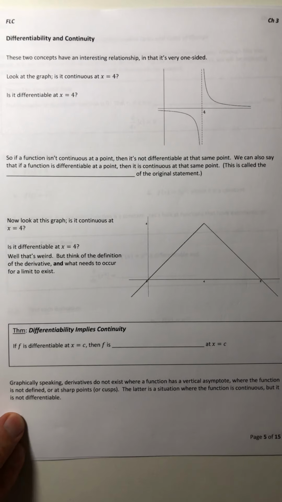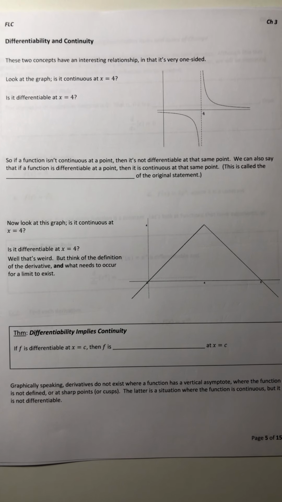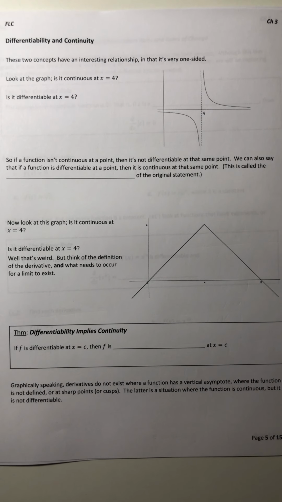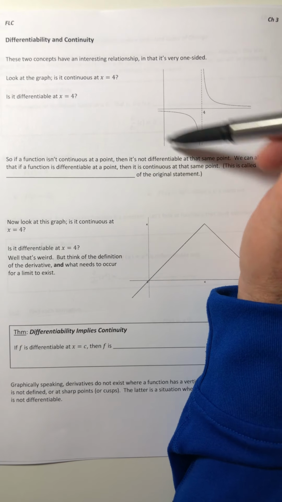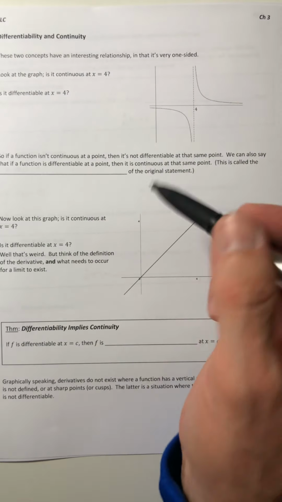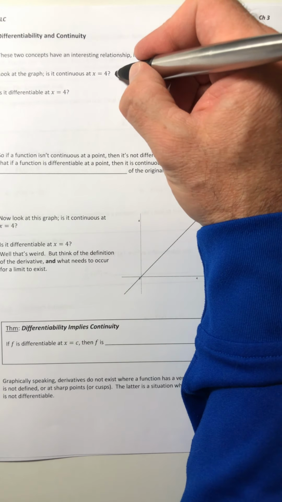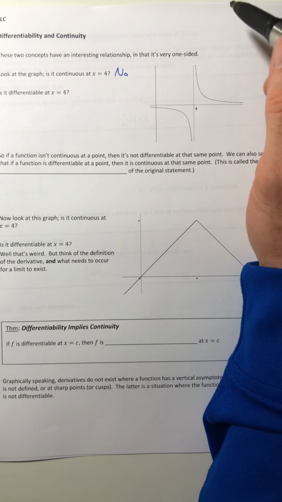Okay, in this part, let's see how differentiability and continuity are related, because their relationship is a little interesting. So let's look at the graph of this. Right on this graph, is it continuous at x equals 4? Well, hopefully everybody said, no, it's not. That's where you have a vertical asymptote.